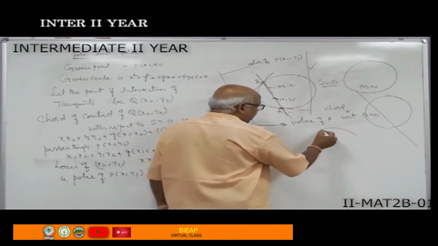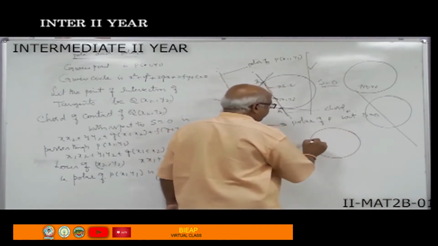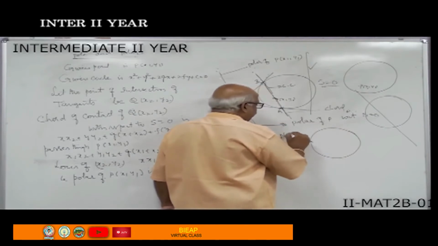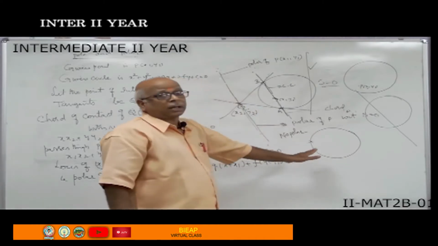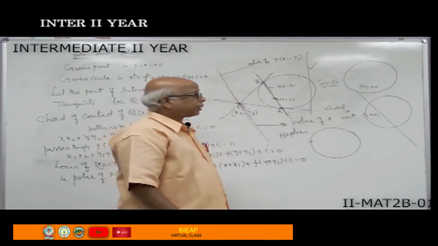Suppose the point lies on the circle. Then the polar, chord of contact, and tangent, all the three will coincide with each other. I repeat.